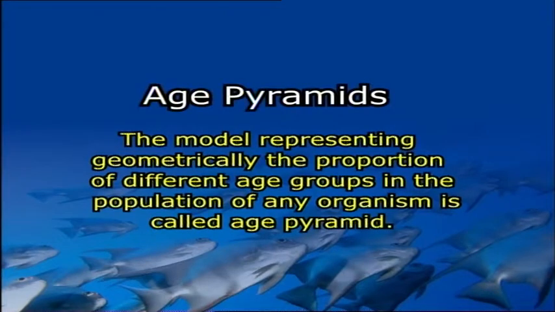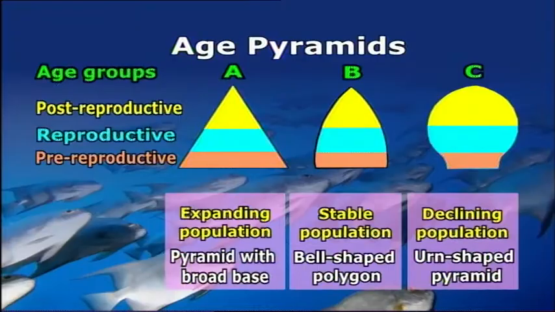Age pyramids. The model representing geometrically the proportion of different age groups in the population of any organism is called an age pyramid. The three hypothetical pyramid types are shown in the figure. The figure illustrates the age structure in different types of population.